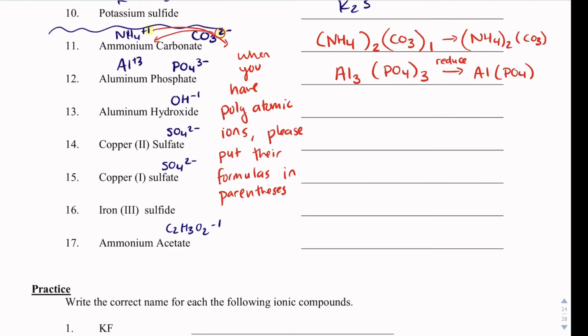Aluminum hydroxide, we still have aluminum, Al plus 3. I'm going to keep aluminum not in parentheses. It's not a polyatomic ion. Then I'm going to write hydroxide in parentheses. That is just a polyatomic ion. I'm going to take the 1 from hydroxide, give it to aluminum. I'm going to take the 3 from aluminum, give it to hydroxide, and I get Al(OH)3.